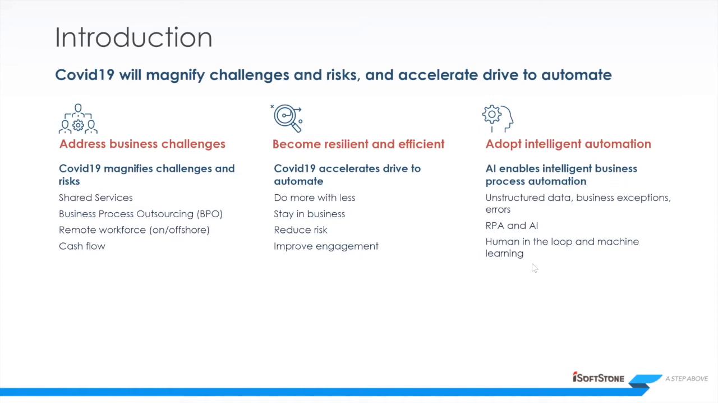Need to manage business exceptions and need to manage errors. And again, that's where the combination of RPA and AI will enable customers to adopt this intelligent automation and emerge more resilient and more efficient. And one of the things we'll talk about as well is the human in the loop concept, which is automation that in some scenarios will loop in a human to make certain key decisions or handle certain key exceptions.